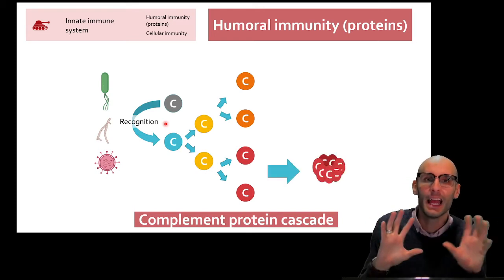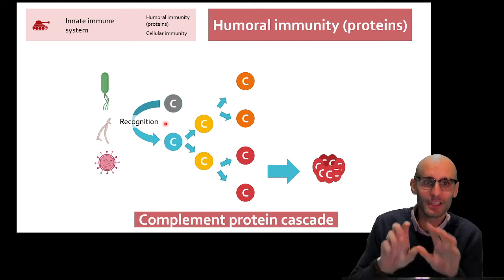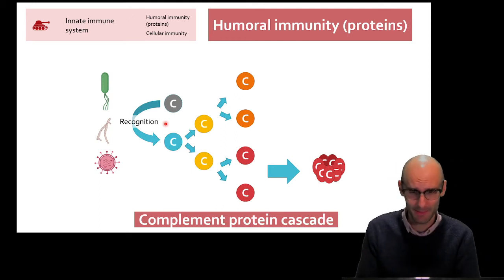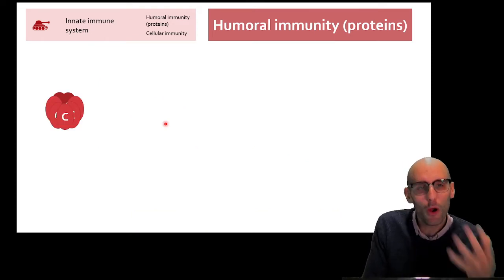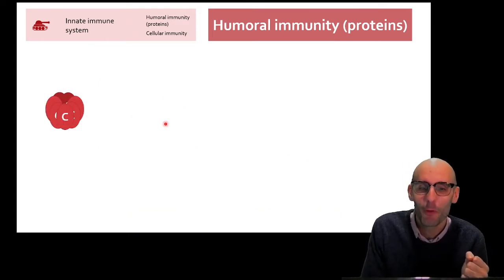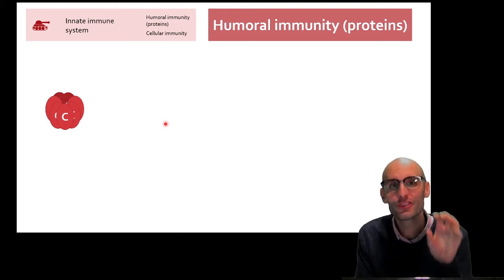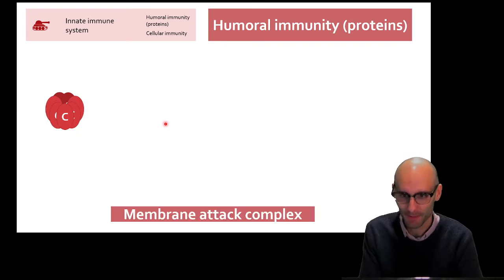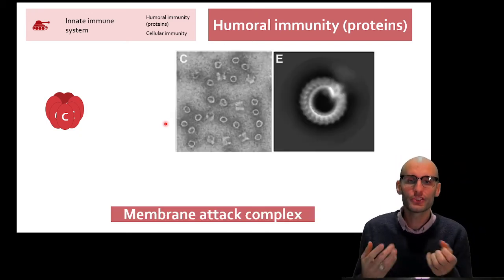Now they can assemble into some really interesting structures. So this is a little donut with a hole in the middle of it. And the complement proteins have formed a donut. What is that donut going to do? Well, it turns out the chemical composition of that donut allows it to insert itself into membranes. So we call this the membrane attack complex, and it's going to insert itself into membranes.